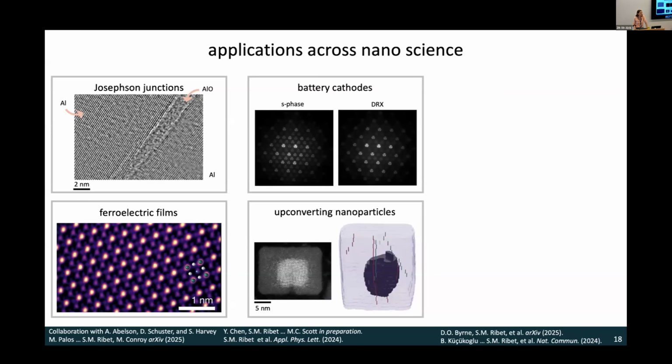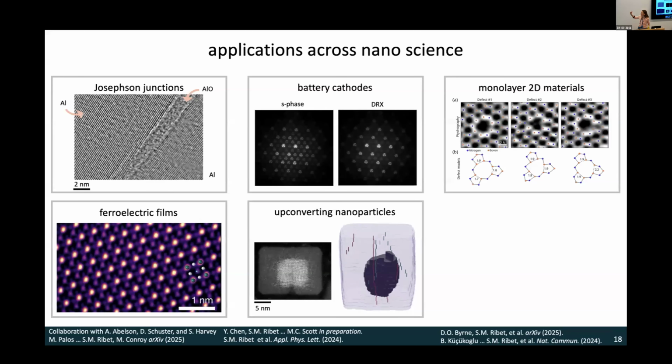We've done a lot of work looking at these photon upconverting nanoparticles that are grown and developed at the Foundry and seeing how defects correlate, including in 3D, with the performance of these materials. We even look at monolayer materials. So now you're actually looking at individual atoms, and you can pick out a handful of missing atoms and understand how the structure changes very precisely when these are removed.